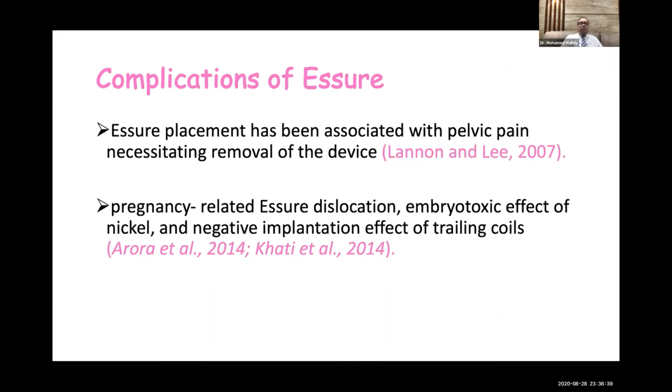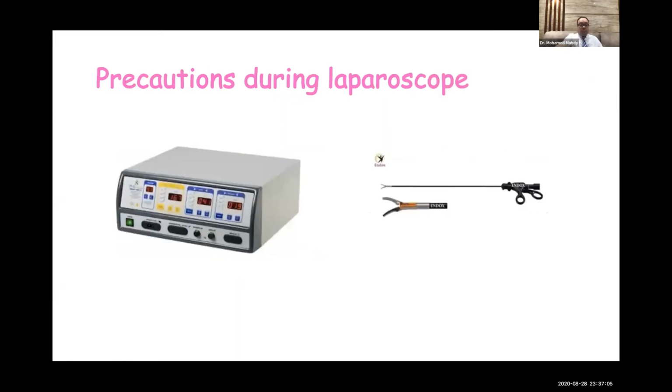Complications of the Essure system: Essure placement is associated with pelvic pain, which may necessitate removal of the device. Also, there are complications related to pregnancy, such as dislocation due to dilatation of the fallopian tube. Also, embryotoxicity of the nickel within the system. Also, a negative implantation effect due to the coil inserted.